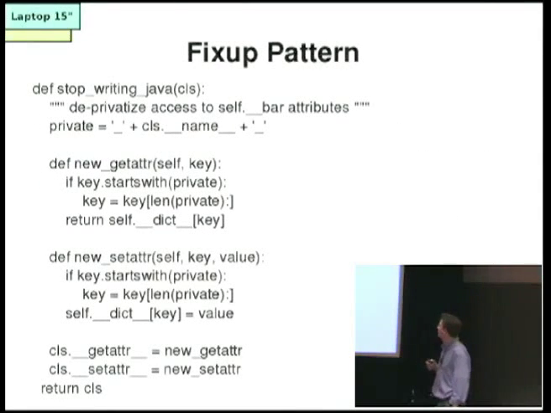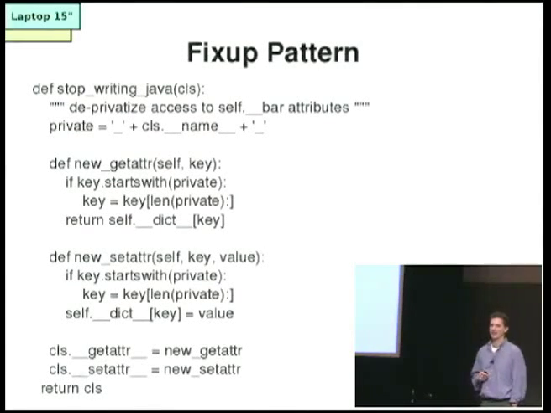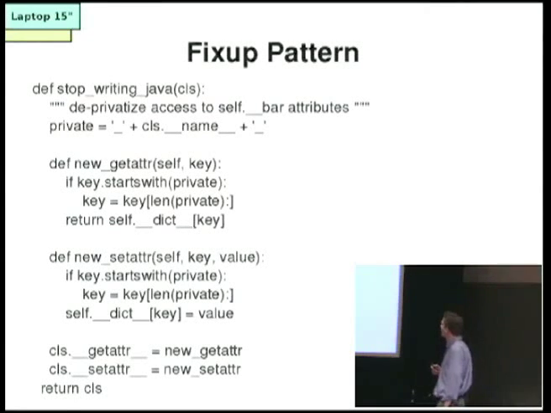Fix-up pattern. This is what I call the kind of monkey patching decorator. If you have Java or C++ people that really like to use private attributes for no good reason, double underscores, then you can throw this decorator at it, and it will automatically turn them into single underscores. And then you can happily go along using their grep library and never worry about it.